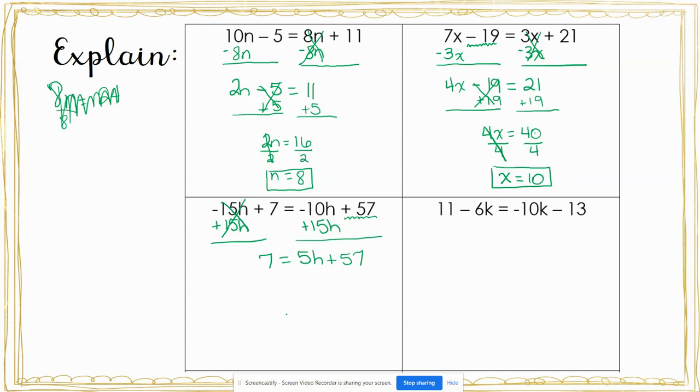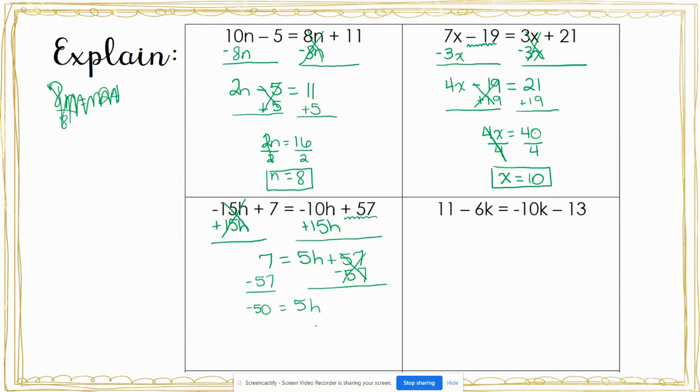This is now a two-step equation, and we all know how to solve those. So we're going to start with our adding. So we're adding 57 here, and I need to use the inverse, which is subtracting 57. And I'm going to do that on both sides of the equation. 7 minus 57 gives me negative 50. On this side of my equation, 57 minus 57 is 0. Well, if I did 5h plus 0, I would just be left with 5h. So those cancel each other out and leave me with 5h.